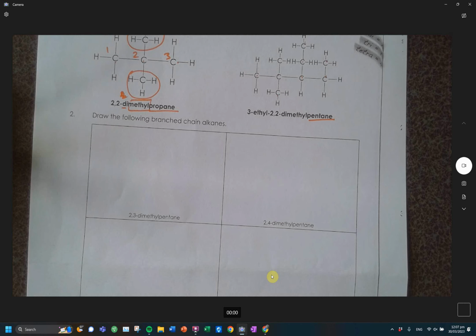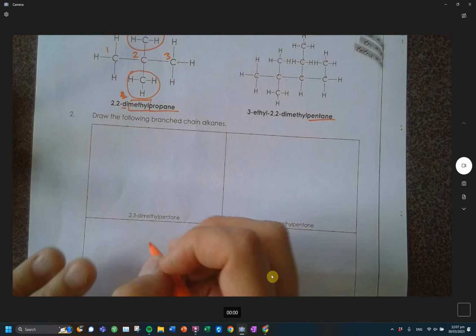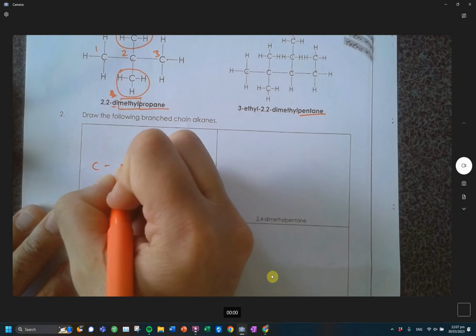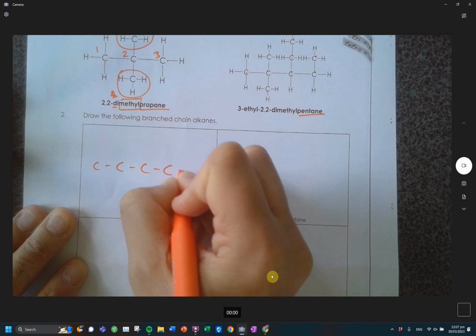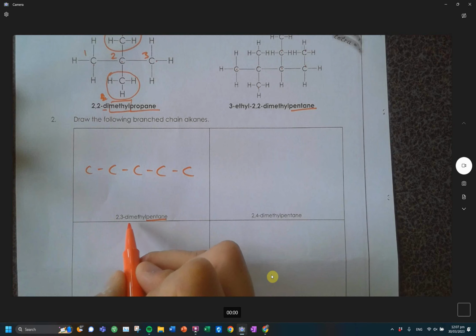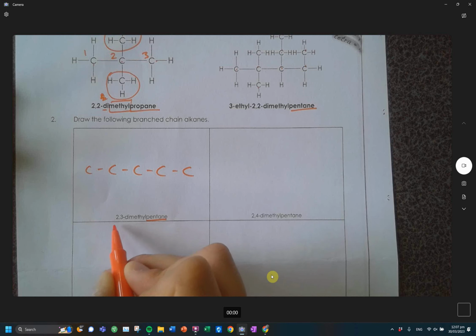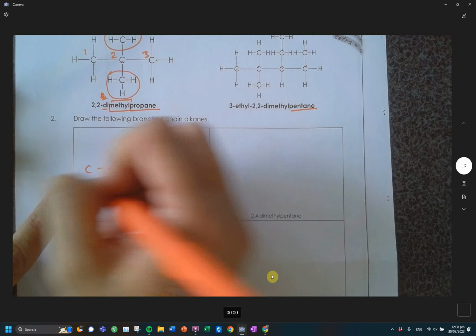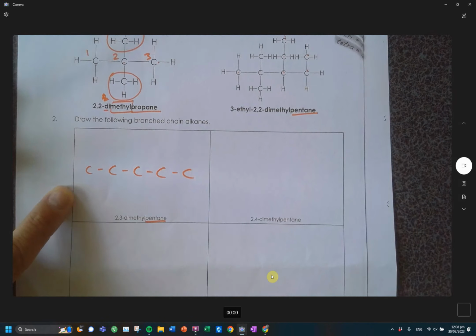All right. Cool. So when it comes to naming, we look at the N, and that tells me the parent chain. The parent chain has 5 carbons. So I'm going to draw my 5 carbons. 1, 2, 3, 4, 5. I then see that there are methyls, and it tells me that the methyls are coming off carbon number 2 and carbon number 3. So I can number this in either direction.